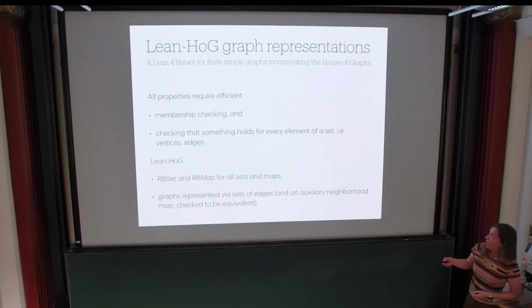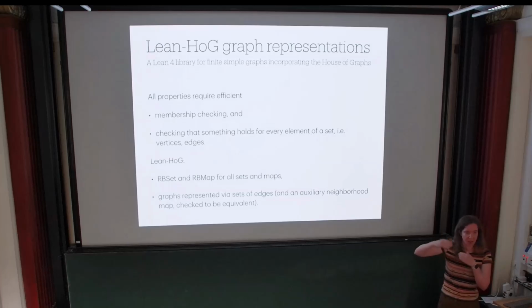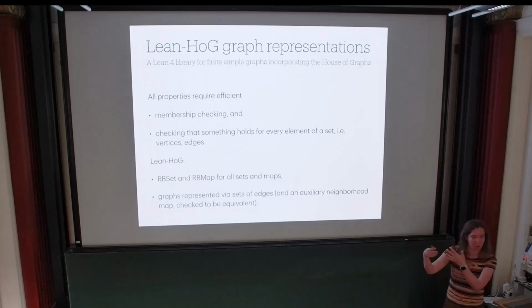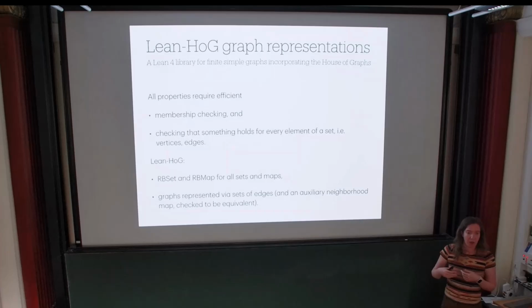Okay. So I already mentioned some of this. It turns out that for all of those properties, or checking the certificates, there are two main things that you want to do non-stop. The first one is checking that something is a member of some set, where those sets are going to be either edges or vertices, or maybe something in the neighborhood map. But you need really efficient membership checking. And you also want to check something for all elements of a set. So all edges, all vertices, all neighbors of a vertex, things like that.